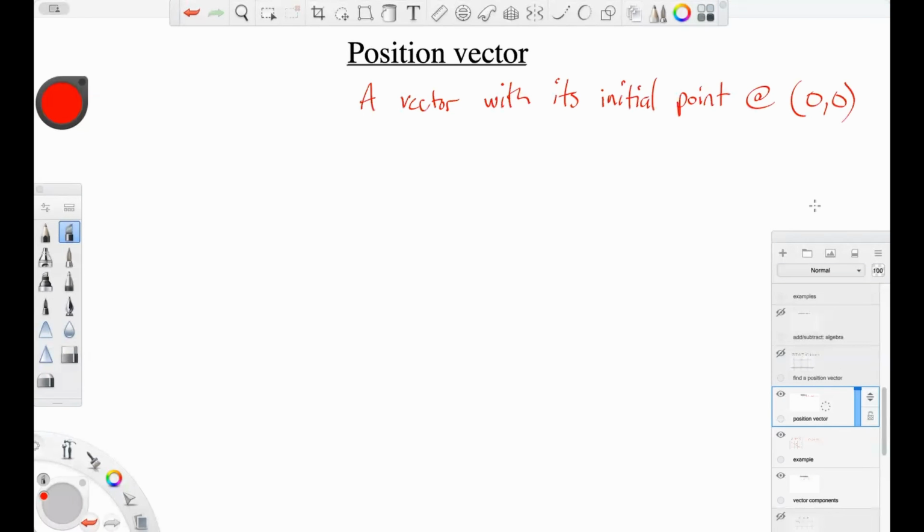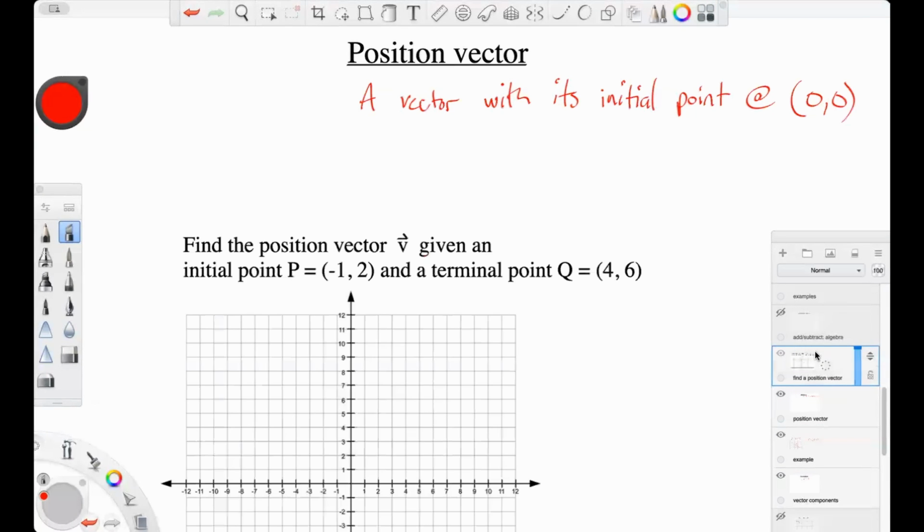Right, so we might be given problems where we're told where the initial point of the vector is and where the terminal point of the vector is, and we'll be asked to describe it as a position vector. So here's an example. It asks us to find the position vector v given an initial point of P at -1, 2 and a terminal point of Q at 4, 6.